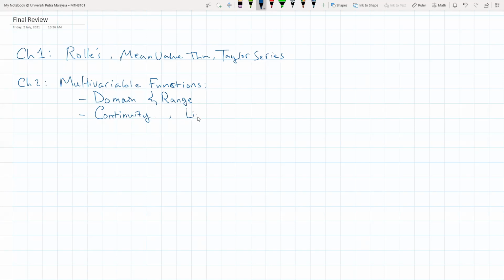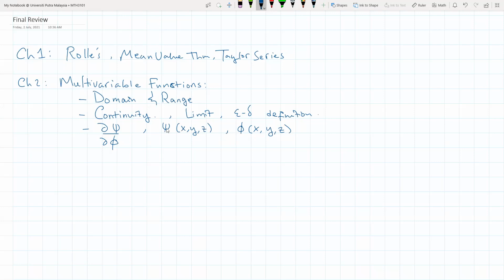So limits, and you also have epsilon delta definition for limit. And the most important thing in multivariable function is your partial derivative. Okay, so phi, not psi, is in x, y, z variables, and then phi depends on x, y, and z variables.